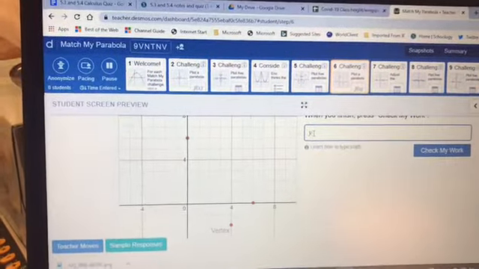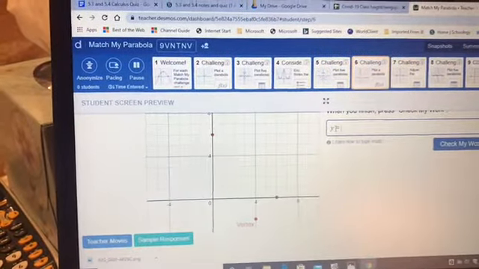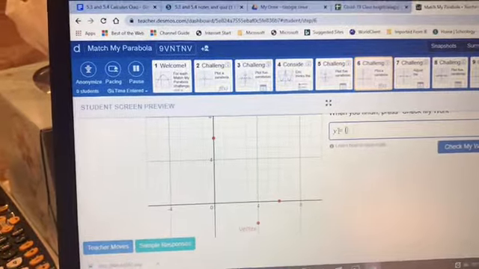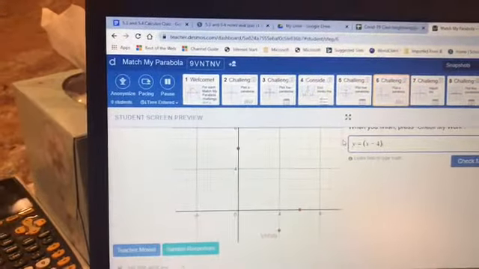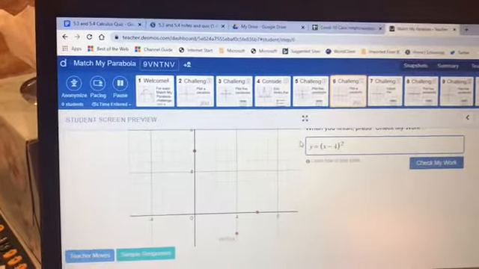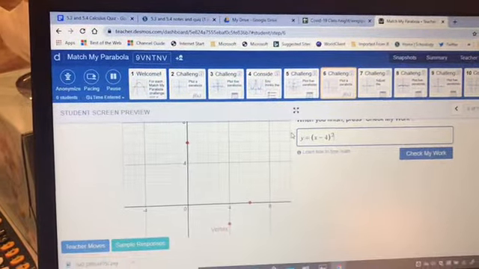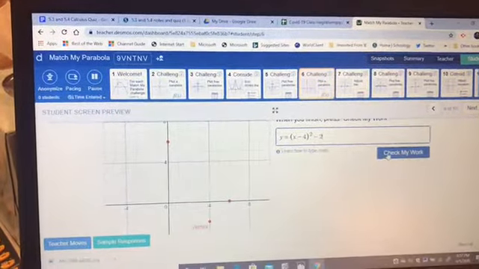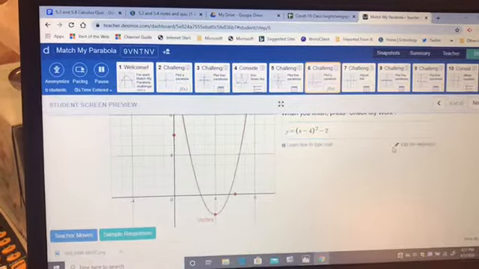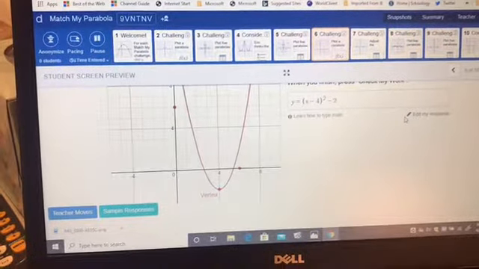If I want it to move right 4, we're going to do in parentheses x minus 4, right? We're going to close the parentheses and square it, and then we're going to have to move it down 2, which is minus 2. And then you just go to check my work, and if you hit all the dots, you're good. Well, I did not hit all the dots.